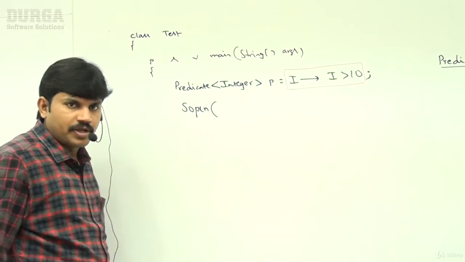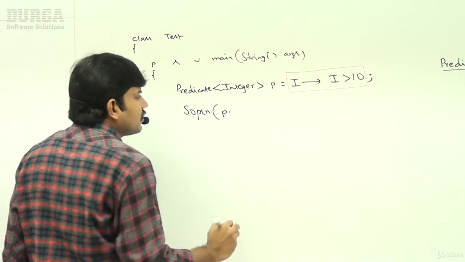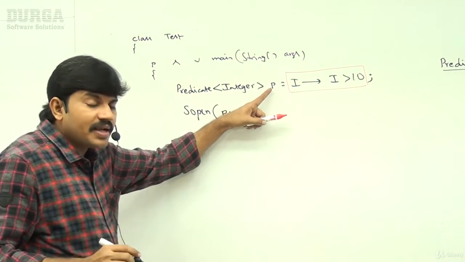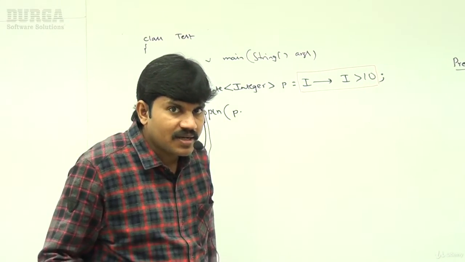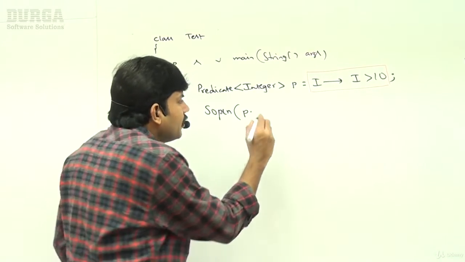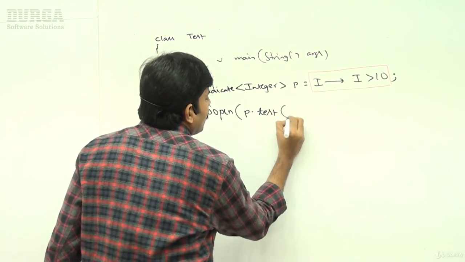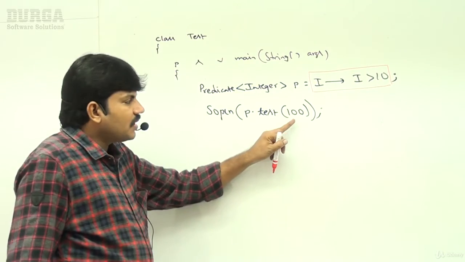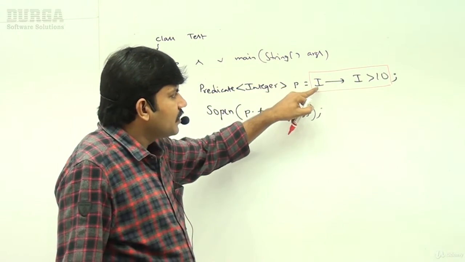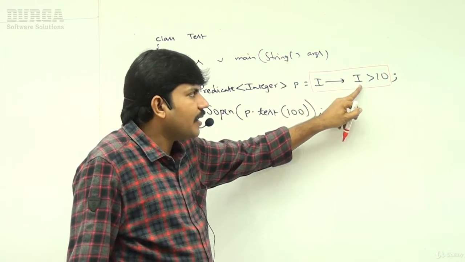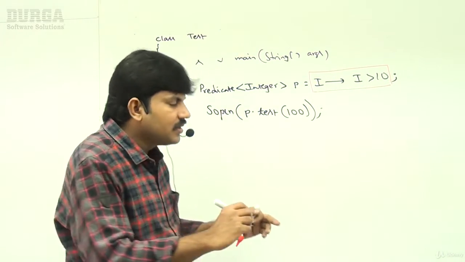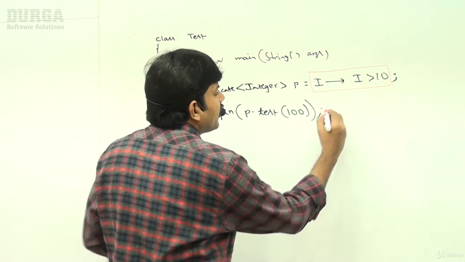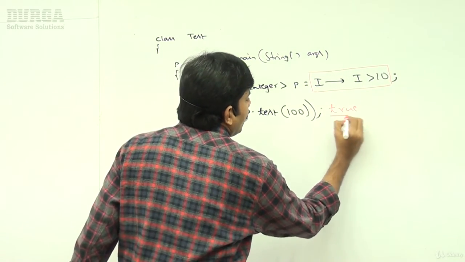System.out.println of p.test, sir. Which method does Predicate contain? The test method. Are you getting it? p.test of 100, I am taking. Now this 100 is the i value. Is 100 greater than 10 or not? Yes. That's why the answer by default we are going to get is true.